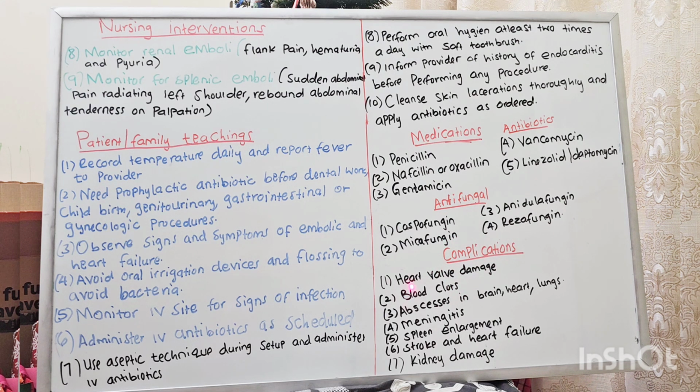Now let's talk about complications of endocarditis: heart valve damage, blood clots, abscess in the brain, heart and lungs, meningitis, spleen enlargement, stroke and heart failure, kidney damage.